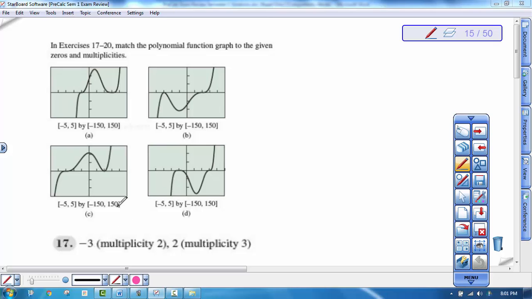All right, the next problem says match the polynomial function with the given zeros and multiplicities. We know that would be B. The reason why is because we have two zeros, one at negative 3 and one at 2. The one at negative 3 is an even multiplicity, so the function turns around. And then at the other zero, at 2, it's got an odd multiplicity, so the function changes y value there. So it would look like this.